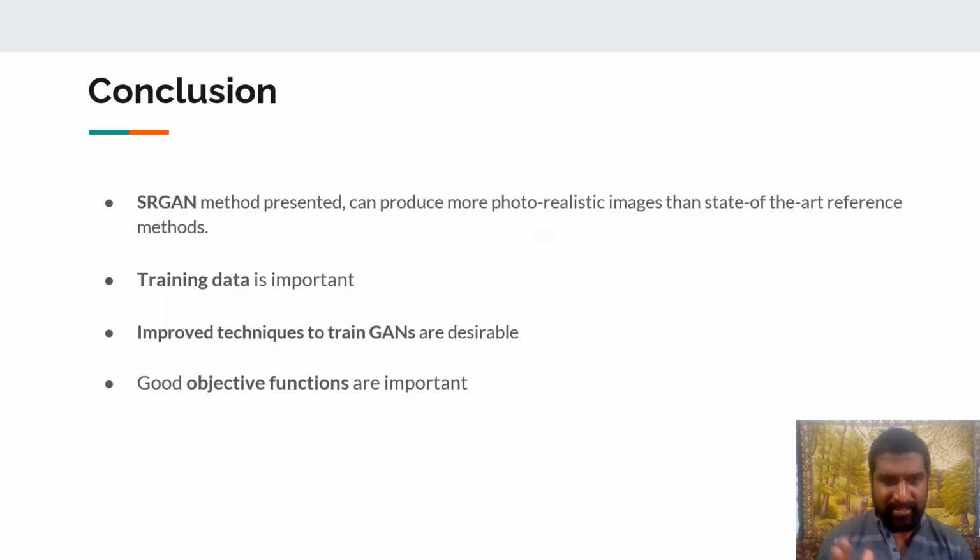What they present as the conclusion is that the SRGAN method they have presented is able to produce more photorealistic images than the state-of-the-art reference methods. And in general, the training data is really important in any model, especially GANs. They look forward to improved techniques to train GANs, and they are also interested in finding good objective functions which are better able to capture the perceptual quality of an image.